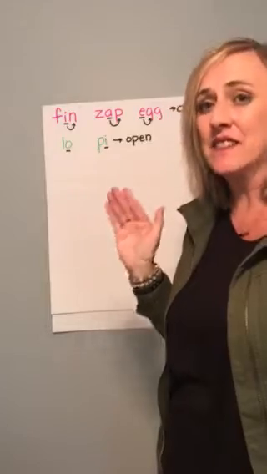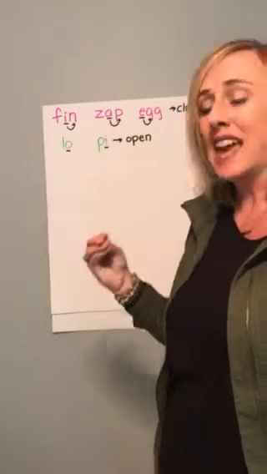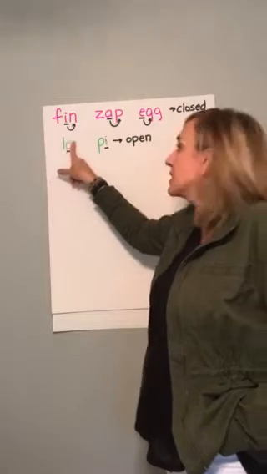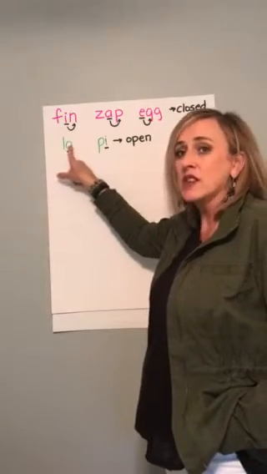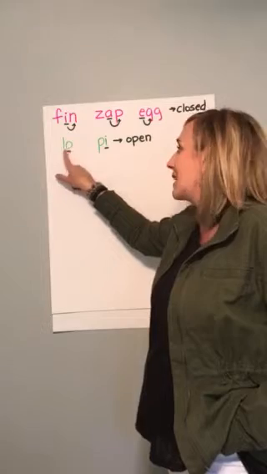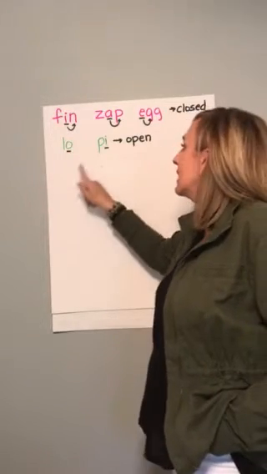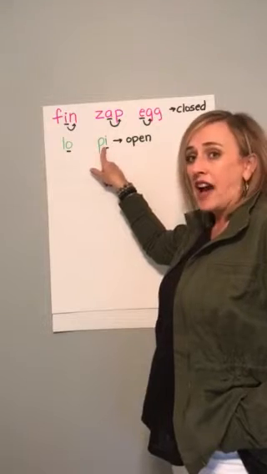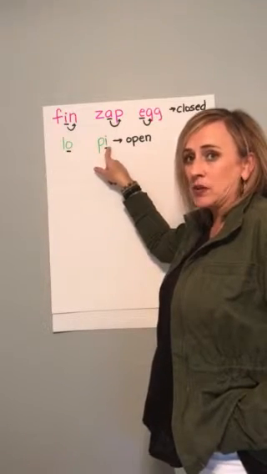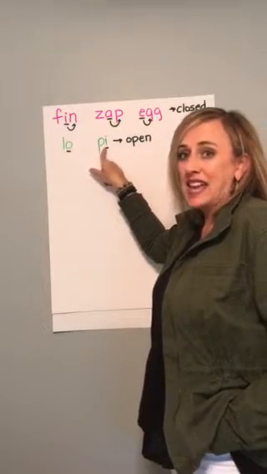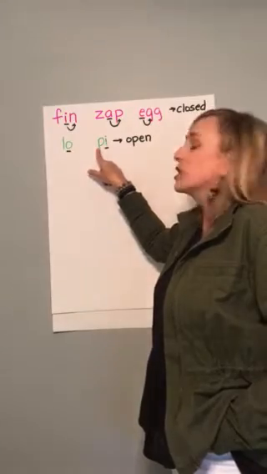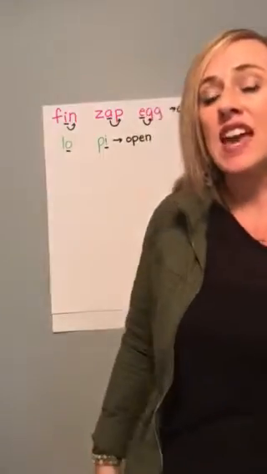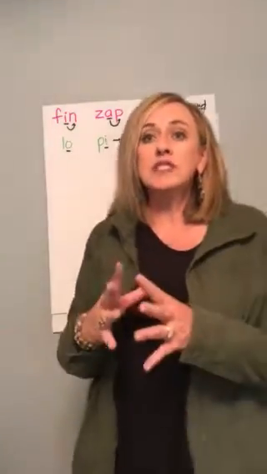In an open syllable, the syllable has a vowel. It ends in the vowel, and then the vowel will say its name. So in this example, I have one vowel. The syllable ends in the vowel, so the vowel is going to say its name, lo. In the second example, there's one vowel. The syllable ends in a vowel, so the vowel will say its name. This syllable is pie.